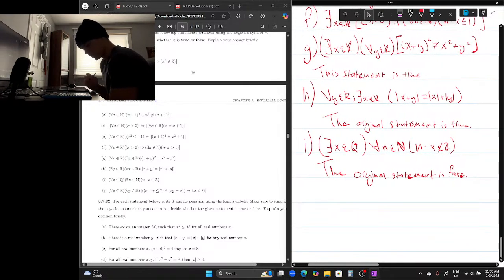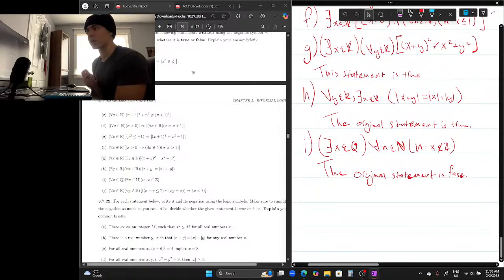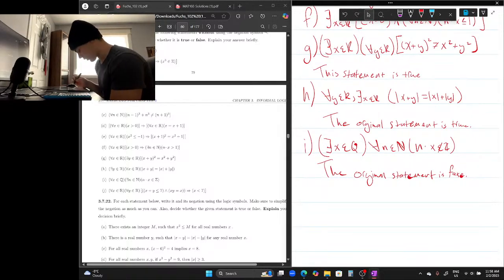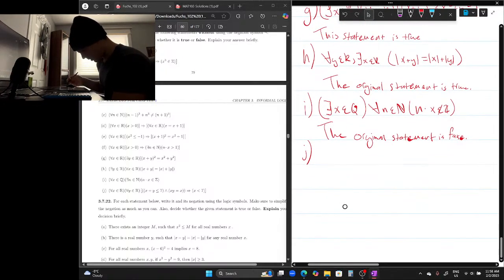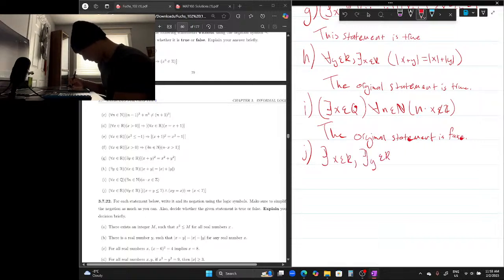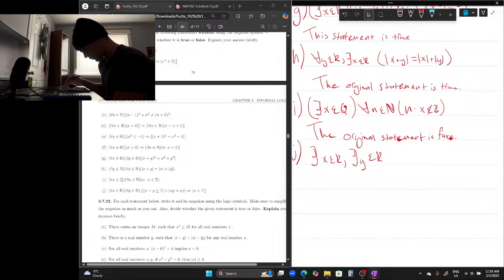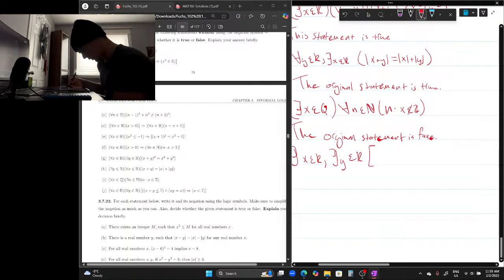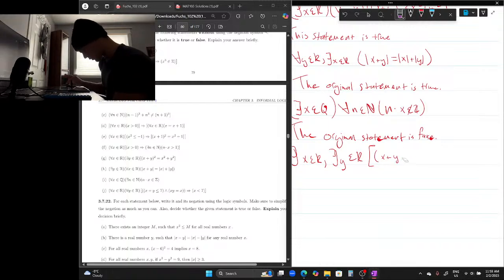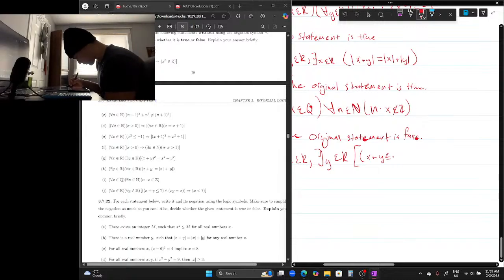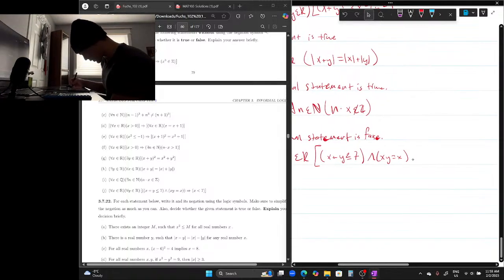So for I, you just choose whatever the denominator is on the x. So J, there exists an x in R such that there exists a y in R such that x plus y is less than or equal to 7, and x is greater than or equal to 7.